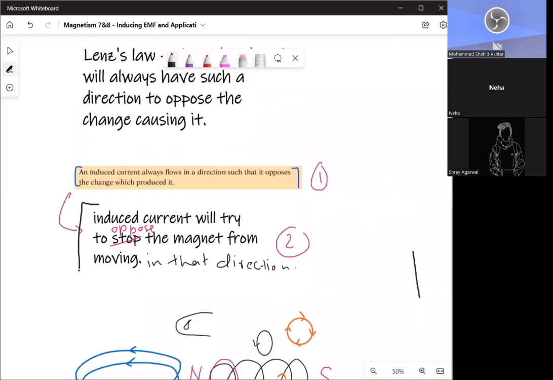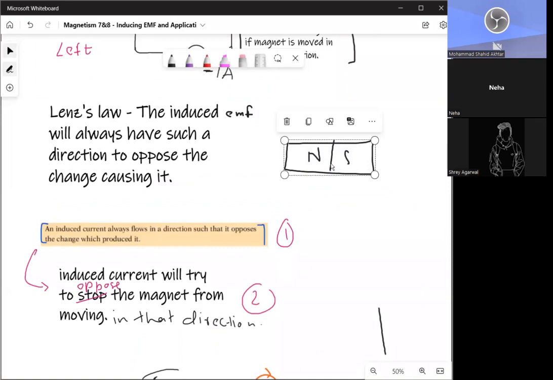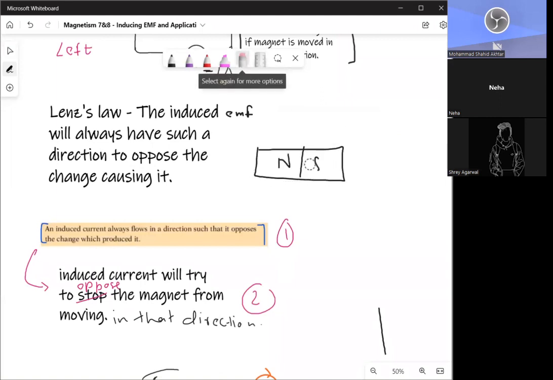Now, what does this really mean? Read this out. Induced current will try to oppose the magnet from moving in that direction. So what this really means is, if the magnet is moving to the right, the induced current wants to stop it from going to the right. Say I am trying to push it to the right. Why are you stopping it? I'm not stopping it. Let's see what's happening.